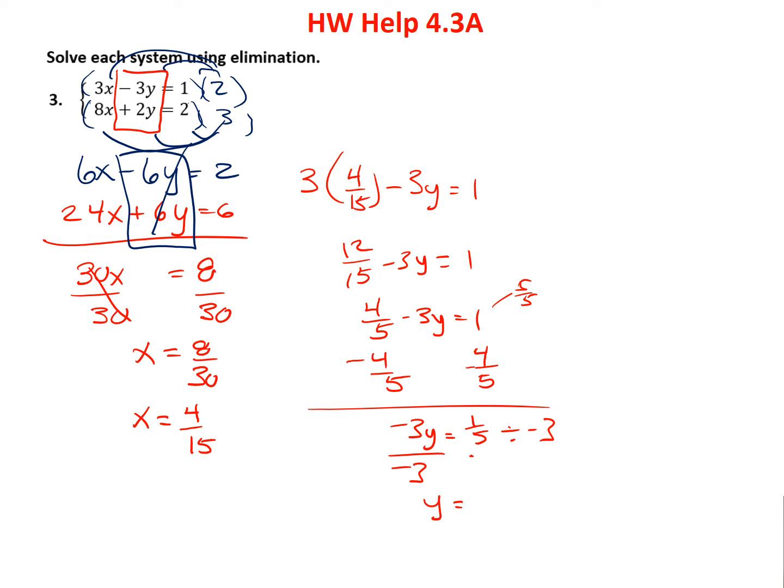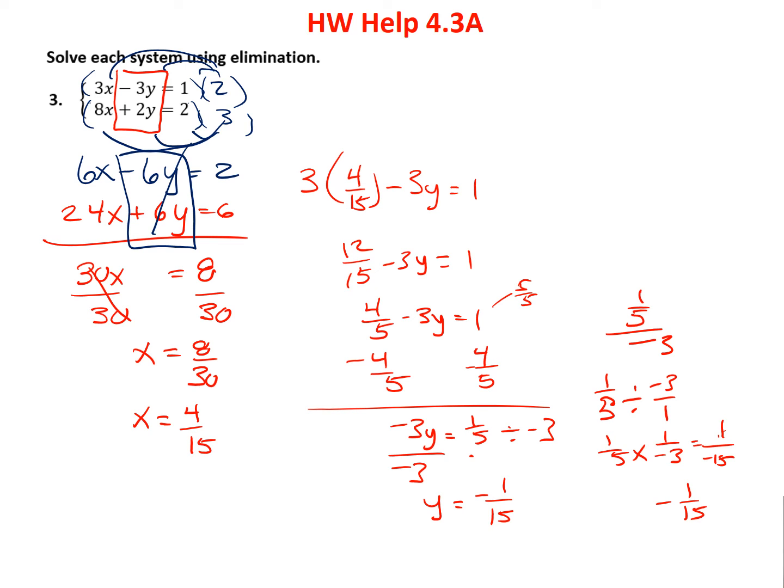And we end up with y equals negative 1/15. If you're not sure how I did this, 1/5 divided by minus 3 could be written as 1/5 divided by minus 3 over 1. If you remember how to divide fractions, you change the dividing by a fraction to multiplying by the reciprocal. So I multiply the top, which is 1, and multiply the bottom, which is negative 15, or negative 1/15. All right?